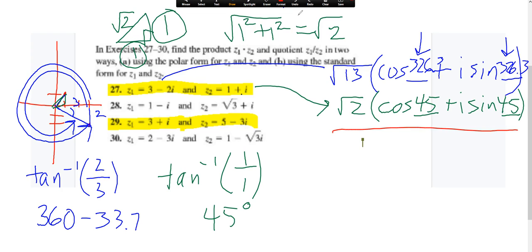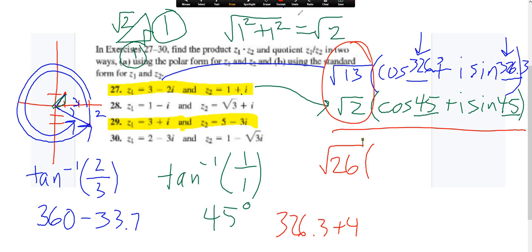So what do you get when you multiply? What do you do to multiply these 2 together? What do you do with the radii? You multiply them. Radical 26. Next, what do you do with the 326.3 and the 45? You add them. So whatever 326.3 plus 45 is, what'd you get? 371.3. Okay. So cosine 371 point.